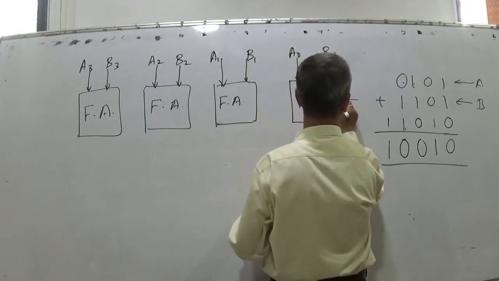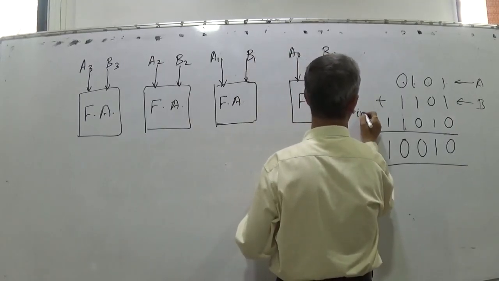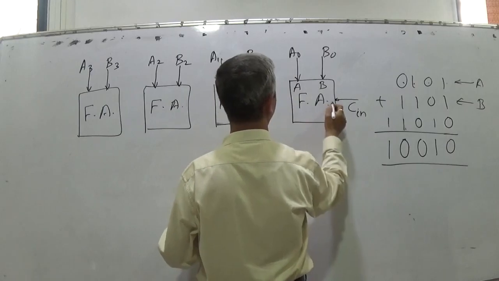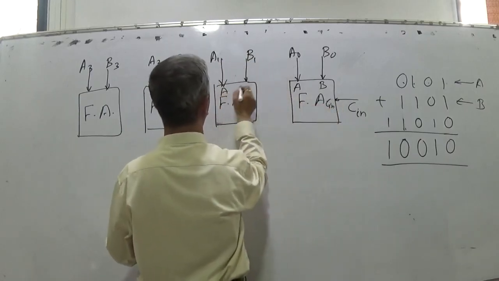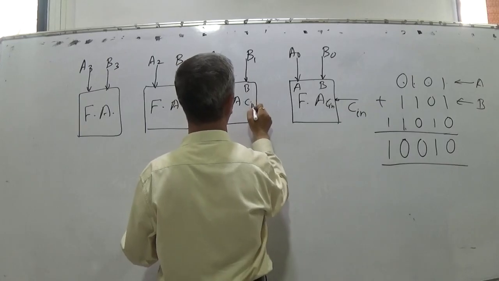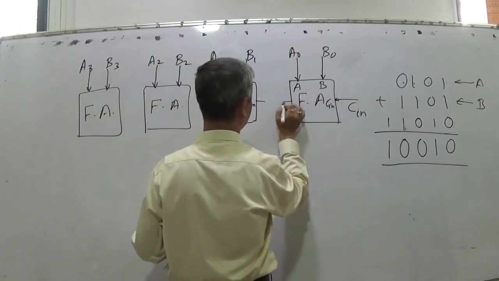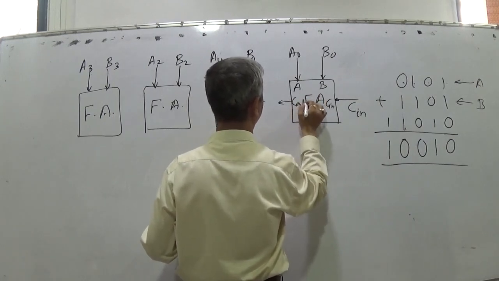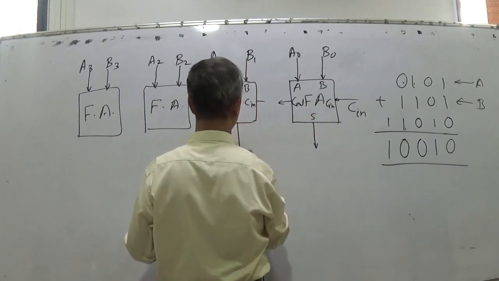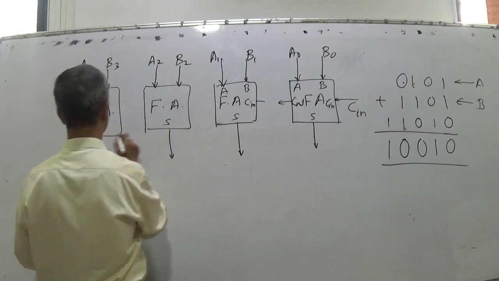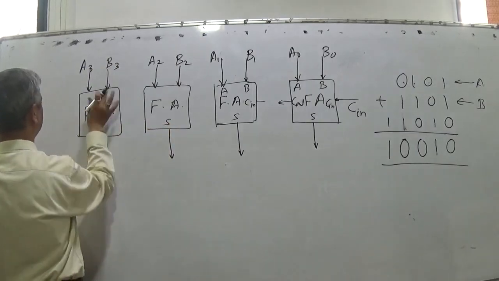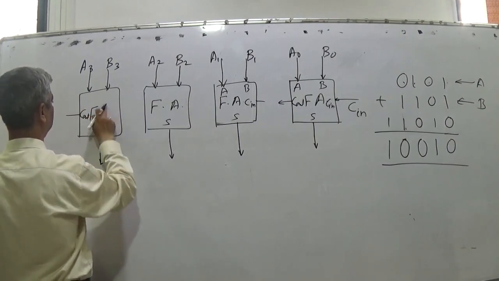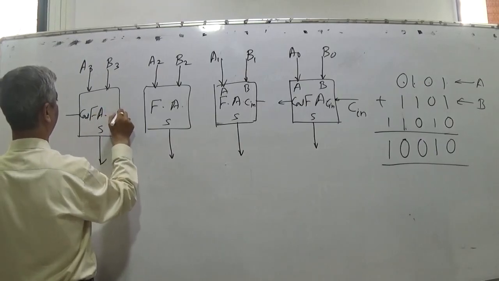Each of them is having carry in. This is A, B, carry in. A, B, carry in. And each is having carry out also. Each full adder is having C out. Each full adder is having S, and carry out, carry in.